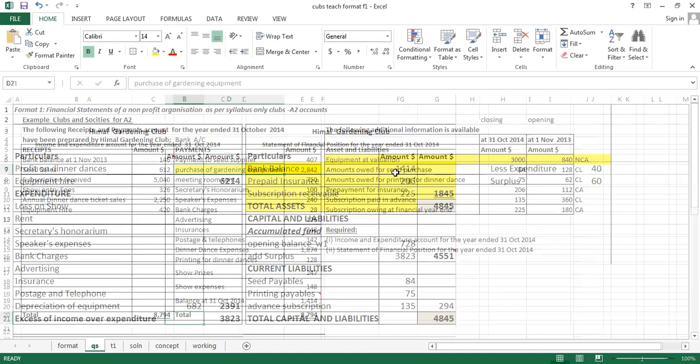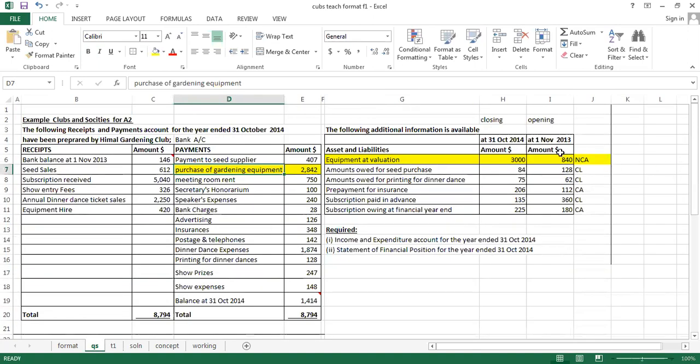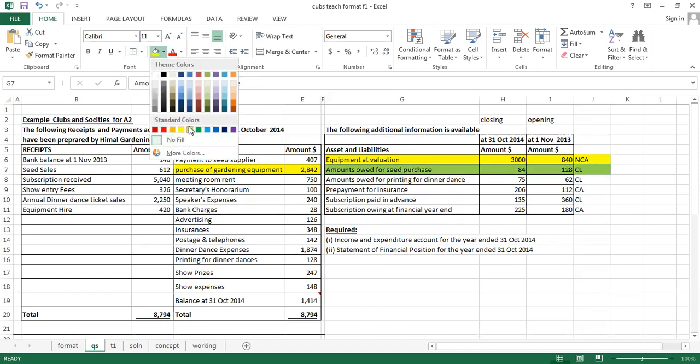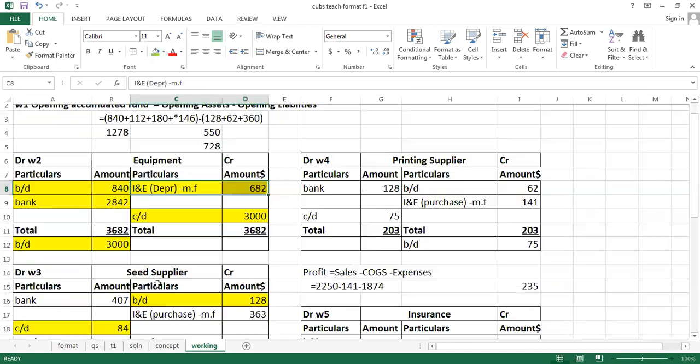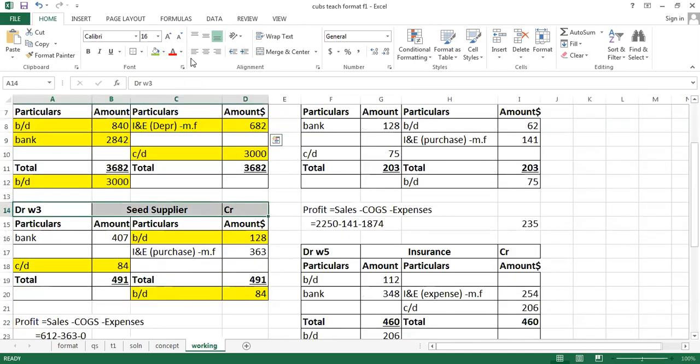Okay, let's go to the second part. Back to the question. We just did equipment at valuation, and the missing figure was depreciation. Now the next one is amount owed for seed purchase, which is a current liability. We have bought seed on credit and we owe money to the supplier, so you can write seed supplier. Go to the second working. Here I've written seed supplier because it's the amount owed to the seed supplier. Remember the opening balance will be on your credit side because this is our current liability. So you have opening balance and closing balance here.